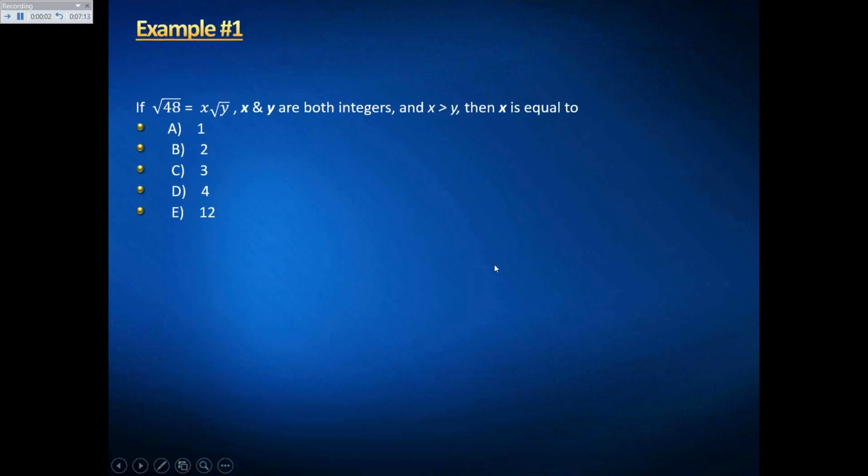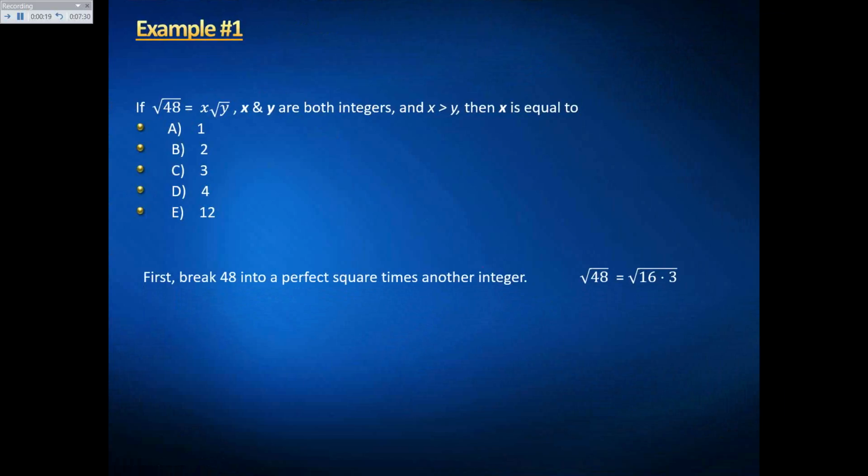Here's another example. If the square root of 48 is equal to x times the square root of y, and x and y are both integers, and x is greater than y, then x is equal to one of these things. First thing that we want to do is to break that 48 into a perfect square times another integer. So you look at 48 and you say, is there a perfect square in this number? Yes, there is. 3 times 16 is 48. So then we're going to break that single radical into its two constituent parts. So instead of having 16 times 3 under the radical, we'll break it into two of them. And we would say the square root of 16 times the square root of 3.